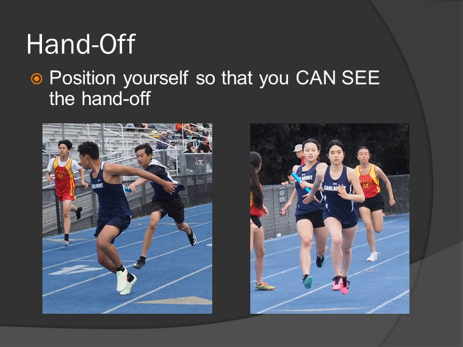The handoff. As you can see in these two pictures, I'm on the inside of the track. Picture left, it's hard to see the handoff because the receiver is using his right hand to get the baton. So he's blocking a lot of the view of that baton handoff. Picture right is a head-on shot. You can see the baton more, but you're still partially blocked by the runner.